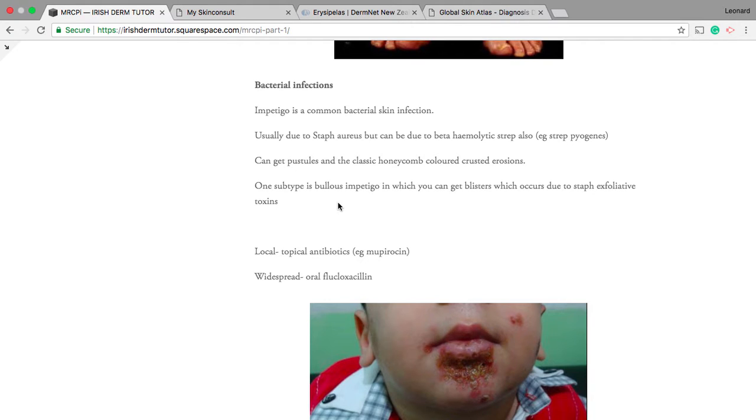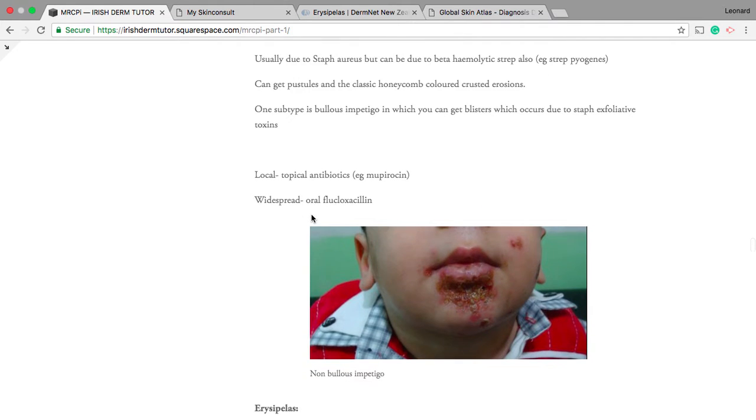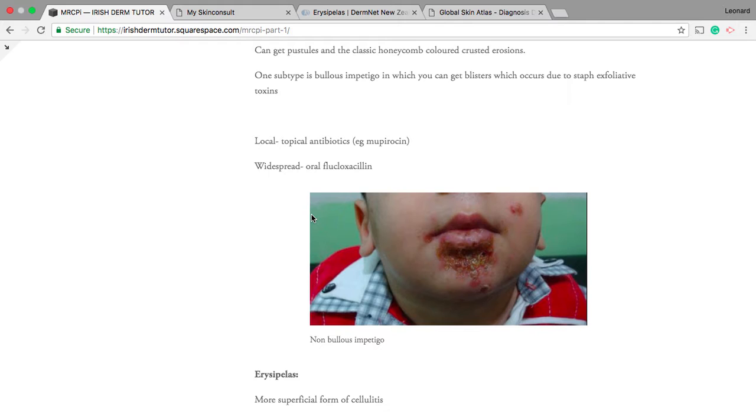You can get a subtype of impetigo called bullous impetigo, in which you get blisters, and this often occurs due to the staphylococcal exfoliative toxins. Treatment for this would simply be local antibiotics if it's not too severe, such as mupirocin, and if it was more severe or if the patient was unwell, you'd consider giving oral flucloxacillin.